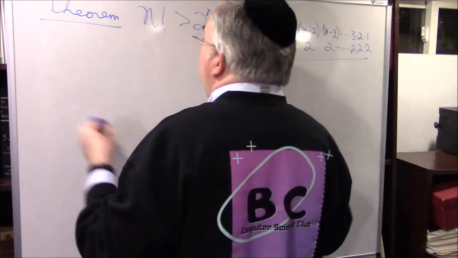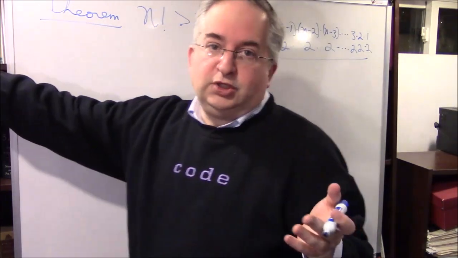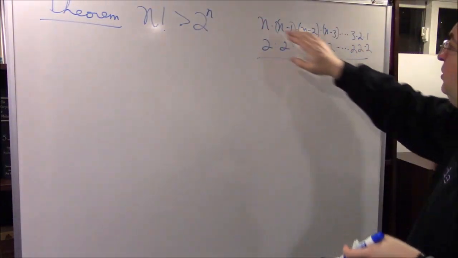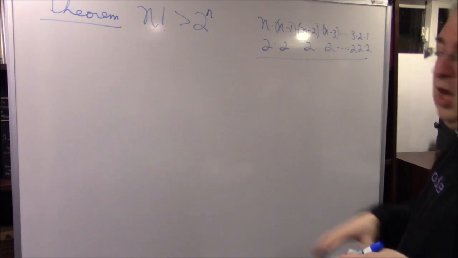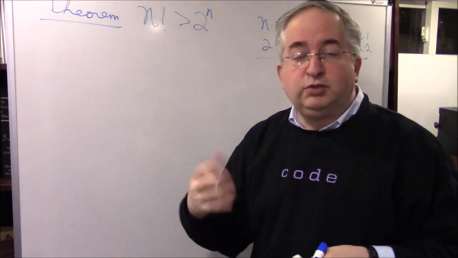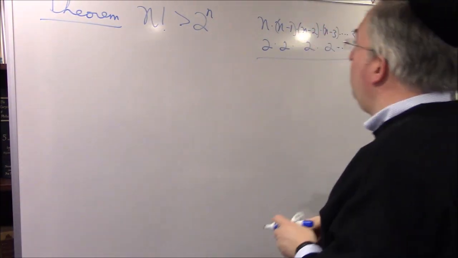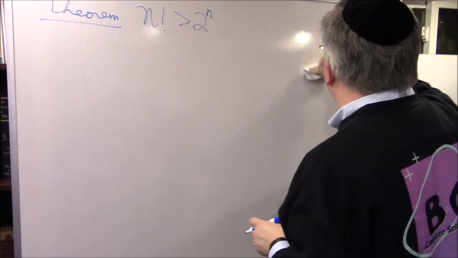So that's the intuition. The intuition is, of course, this is larger because you're multiplying larger numbers than this. But I don't want to do it with intuition, I want to do it with mathematical induction. So what I'm going to do is erase this.